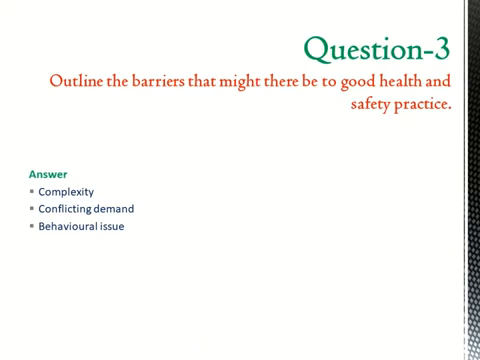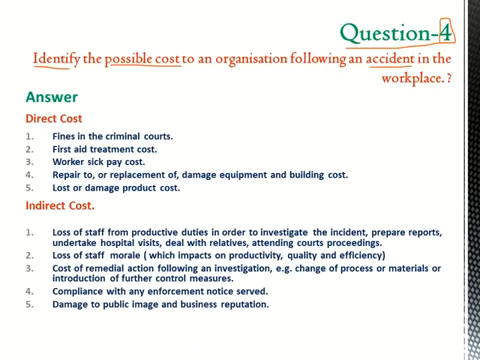So the next question is: identify the possible costs to an organization following an accident in the workplace. When an accident occurs, there will be costs incurred by the organization. What are those costs? They are direct cost and indirect cost. A direct cost means the cost which is incurred directly from the accident, like if the boom of the crane has collapsed, you need to repair it, you have to expend some money for that.